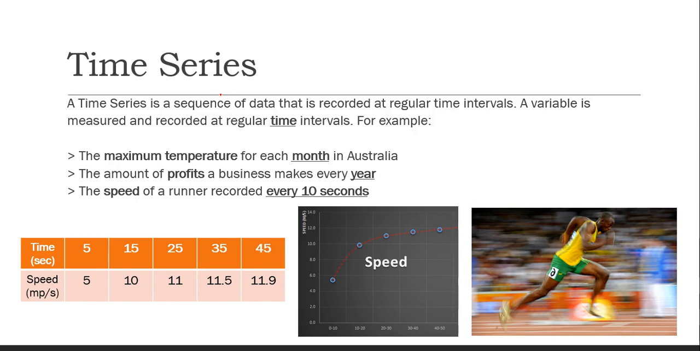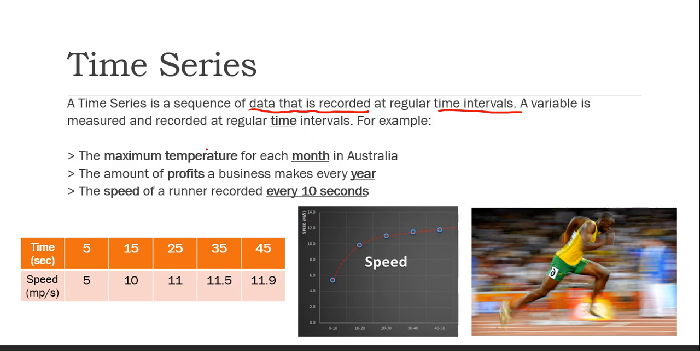So a time series is basically a sequence of data that's recorded at regular time intervals. So it's data that's being recorded at certain time intervals. A certain variable is measured, recorded at regular time intervals.